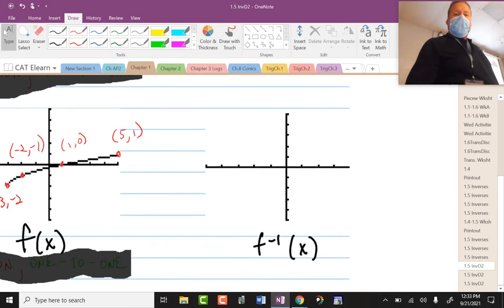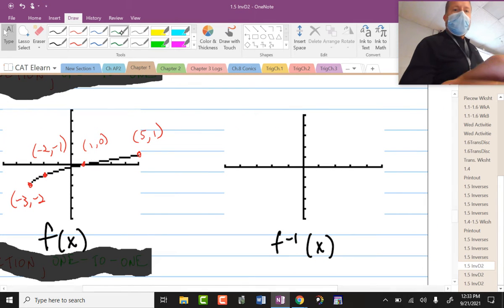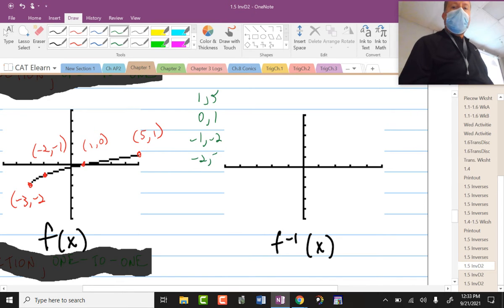So you just get some good points to get good shape, and then you switch them. So now for my new graph, very simple idea. 1, 5, 0, 1, -1, -2, -2, -3. All right, so 1, 5, 1, 5. Oh, so I'm way up here now. 0, 1, -1, -2, and then -2, -3.